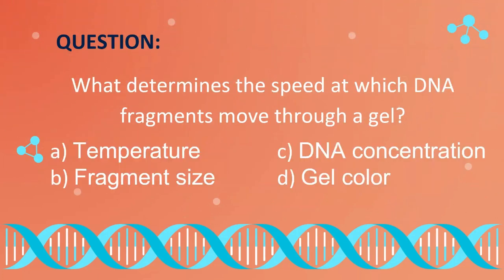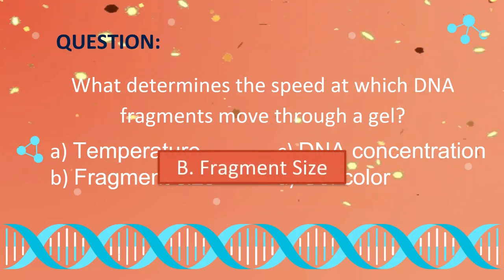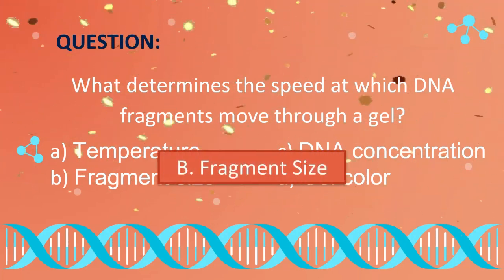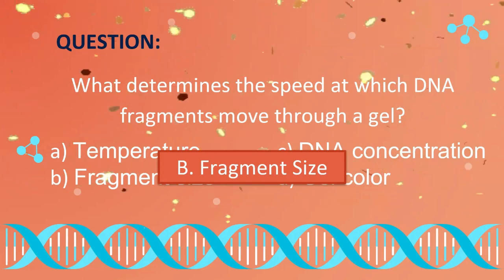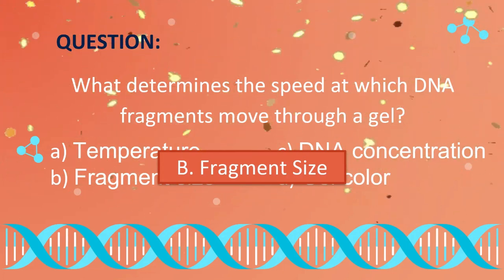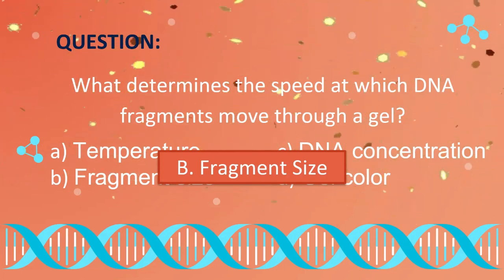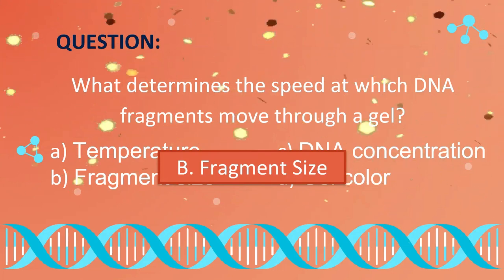Another question: what determines the speed at which the DNA fragments move through a gel concentration? The correct answer is the fragment size. The smaller the fragment, the faster it moves. The bigger the DNA fragments, the slower their movement, their speed.